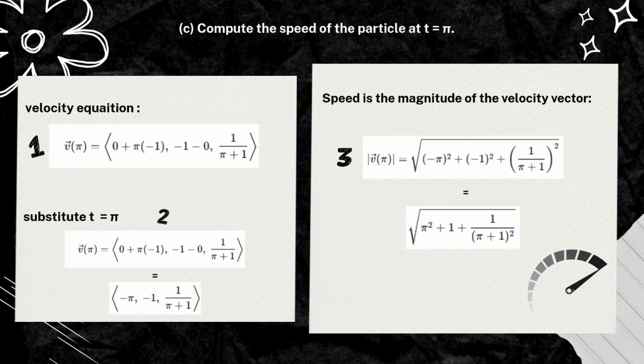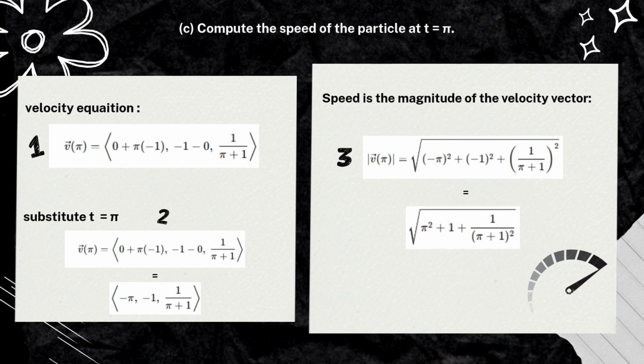You will be asked to find the speed of the particle at time t equal to pi. As you may remember, speed is just the magnitude of the velocity vector. We already found the velocity vector v(t) equal to sin t plus t cos t, negative t sin t, and 1 over t plus 1. For t equal to pi, we substitute the values. Sin pi equals 0, cos pi equals -1, and then you get negative pi, -1, and 1 over pi plus 1.